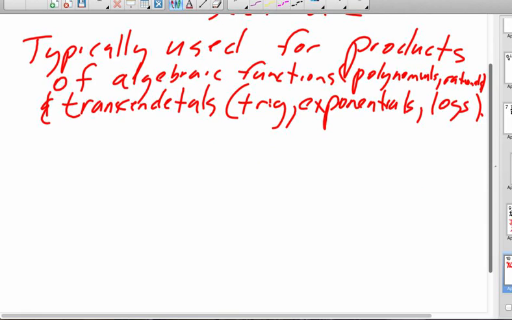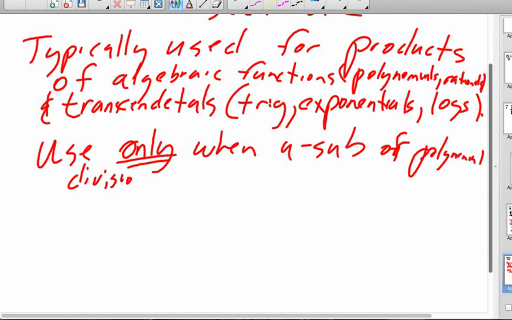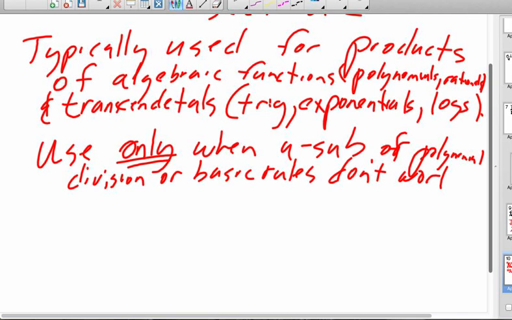Now, again, integration by parts, you want to use only when u-sub or polynomial division or basic rules don't work. And we've kind of been building toward this particular method all semester long.